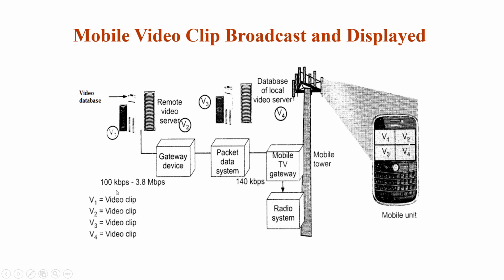From 100 kilobits per second to 3.8 megabits per second. So that is given to the gateway device, packet data system, mobile TV radio system, again to the, you can say, terrestrial broadcasting to the antenna, and then to the mobile unit. So you can have this V1, V2, V3, V4. All those clips are possible to combine and broadcast on your mobile unit.